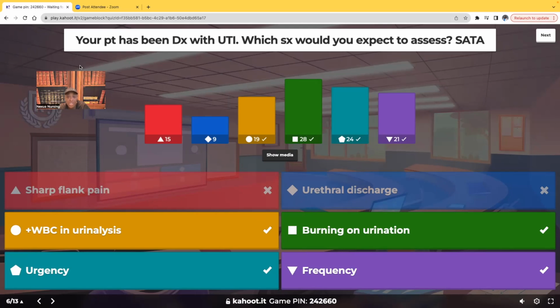Burning on urination, absolutely. That's what? Dysuria. That's pain. Urgency, them keep feeling like they have to urinate. They just emptied the bladder, now they feel like they got to go again. Urgency, absolutely. And of course, frequency, they keep going to the restroom to urinate. So those are the correct answers for UTI. You guys do need to know those signs and symptoms of UTI, guys.